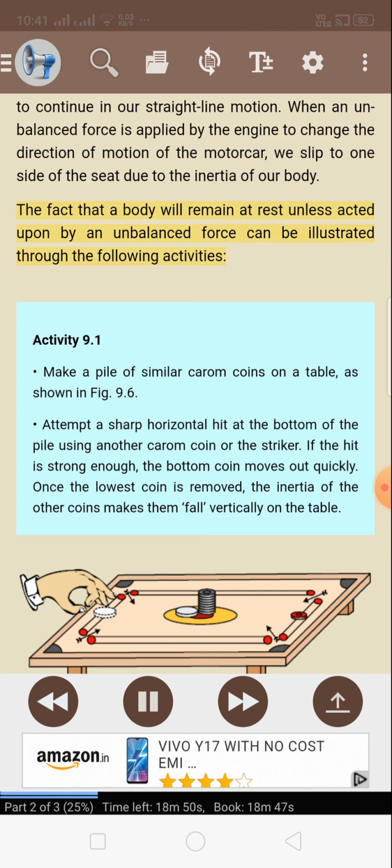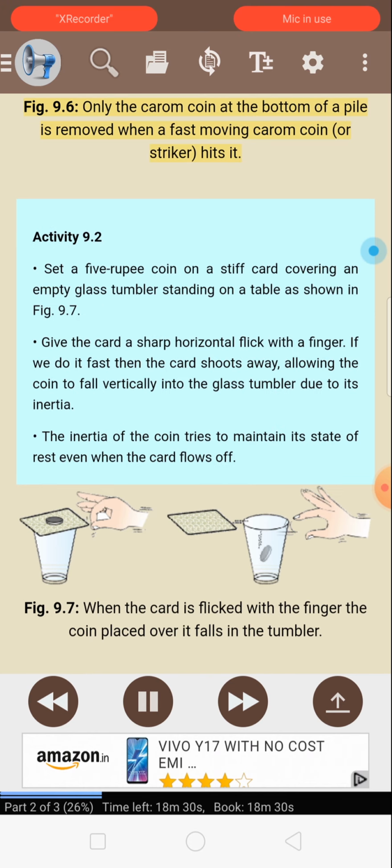The fact that a body will remain at rest unless acted upon by an unbalanced force can be illustrated through the following activities. Activity 9.1. Make a pile of similar carom coins on a table, as shown in figure 9.6. Attempt a sharp horizontal hit at the bottom of the pile using another carom coin or the striker. If the hit is strong enough, the bottom coin moves out quickly. Once the lowest coin is removed, the inertia of the other coins makes them fall vertically on the table. Figure 9.6. Only the carom coin at the bottom of the pile is removed when a fast-moving carom coin or striker hits it.